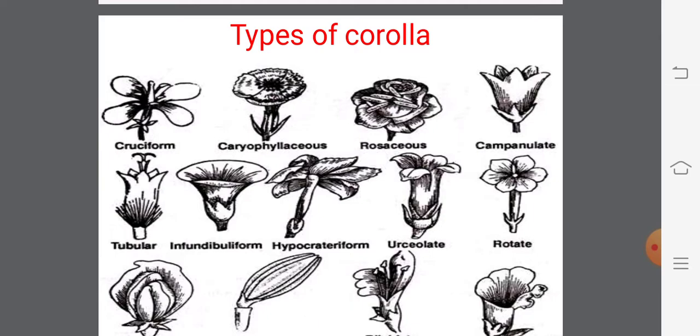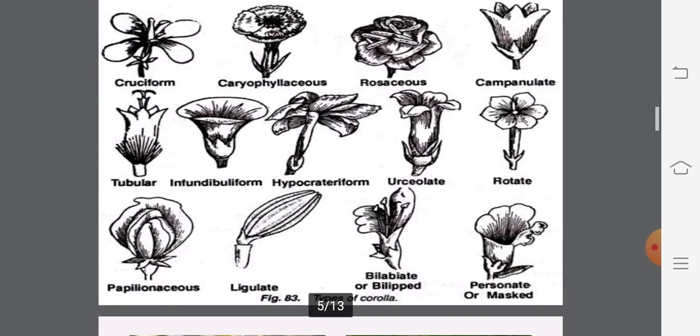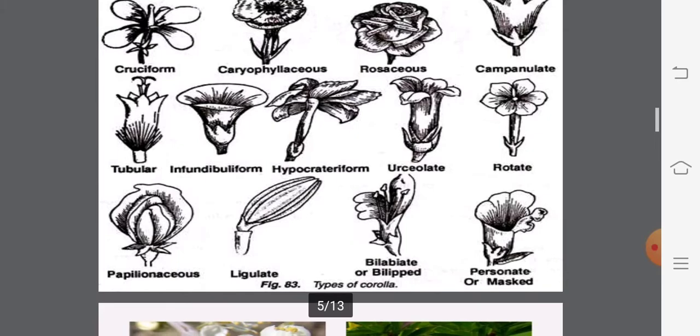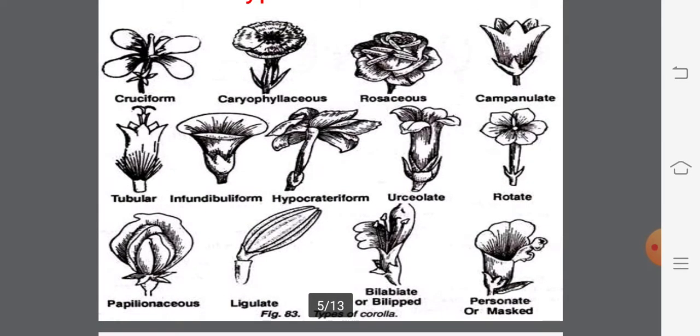We have only four types in the syllabus, but other types are also there. First is cruciform, then caryophyllaceous, rosaceous in rose, campanulate in Ipomoea, tubular in the sunflower, infundibuliform also in Ipomoea, then hypocrateriform as in Vinca rosea, apocynaceae members. Just remember the labels for the types of corollas, which is why I selected this slide. Then papilionaceous, we are observing this structure now.